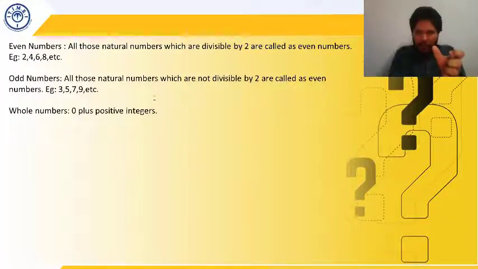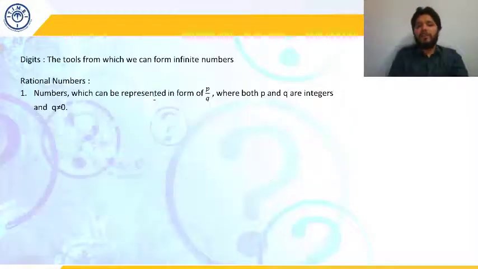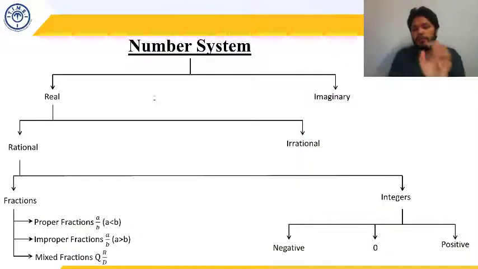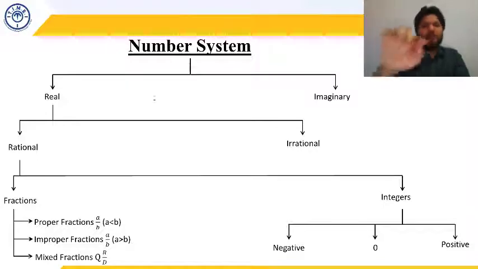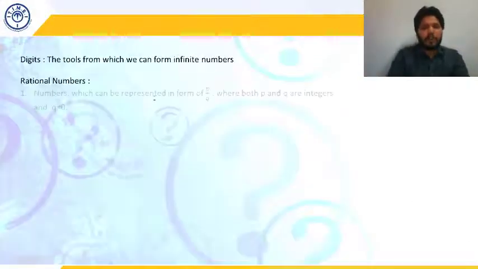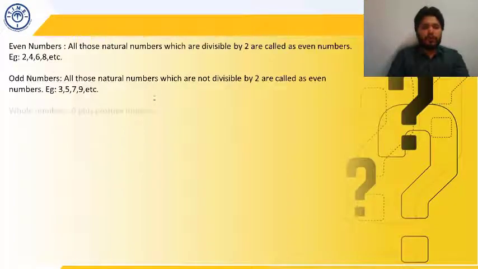So in the integer part, we have classified integers into three categories. What were those three categories? Negative integers, 0 and positive integers. So except for negative integers, all integers are called whole numbers. So 0 and positive integers are called whole numbers. I hope this is clear to most of you.